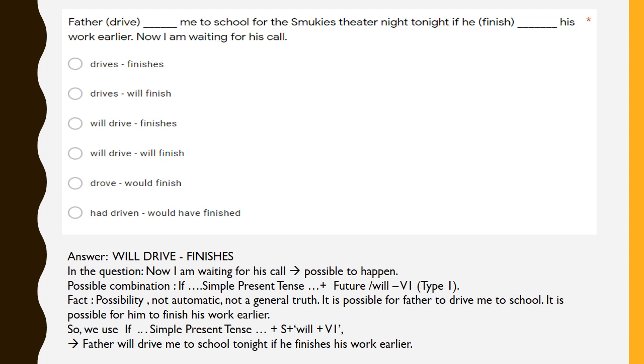It does not happen automatically. It is not a general truth. But it is possible for father to drive me to school. It is possible for him to finish his work earlier. So, we use if simple present tense combined with subject plus will verb 1. And then, the real sentence should be: Father will drive me to school tonight if he finishes his work earlier.